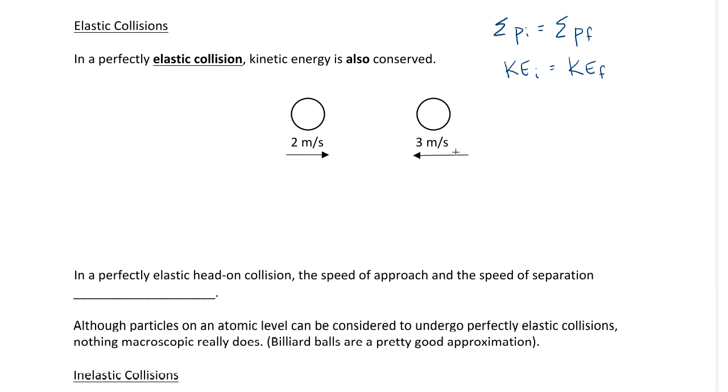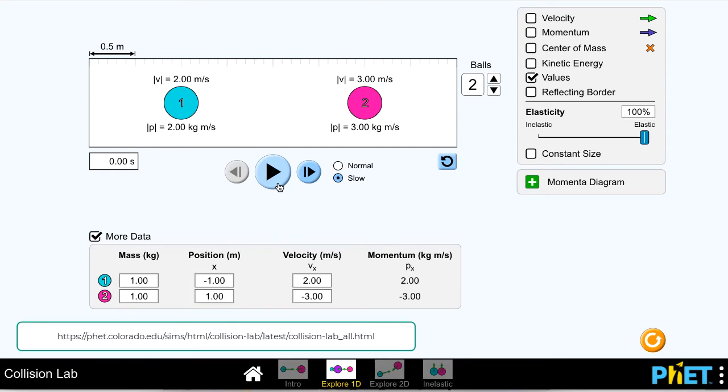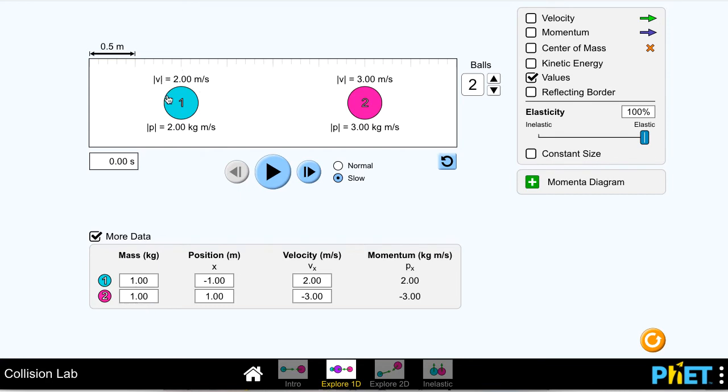Let's take a look at a simulation to see what might happen. This simulation is from PhET, and I'll put the URL in the video. What we see here is two particles of identical mass, 1 kilogram. This one, when I press play, is going to start moving to the right at 2 meters per second, and this one to the left at 3 meters per second. Let's just step forward a couple frames so we see what's going on there. And you can see that the momentum of each is at the bottom here as well.